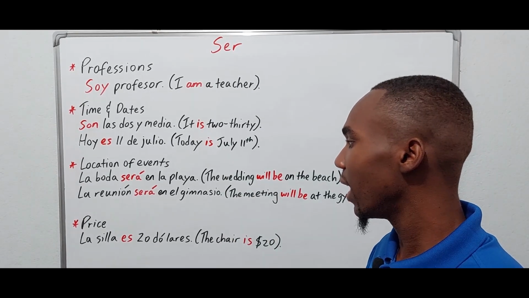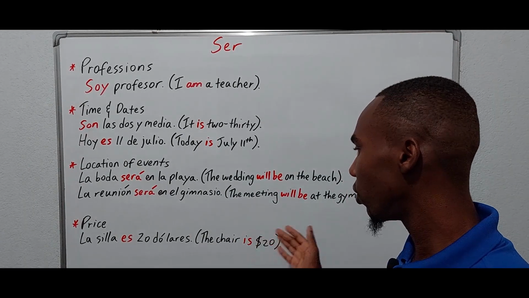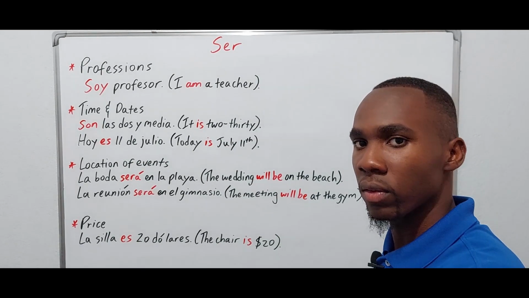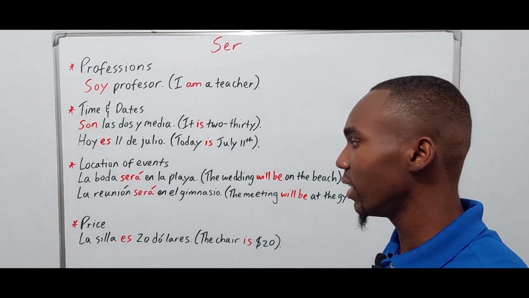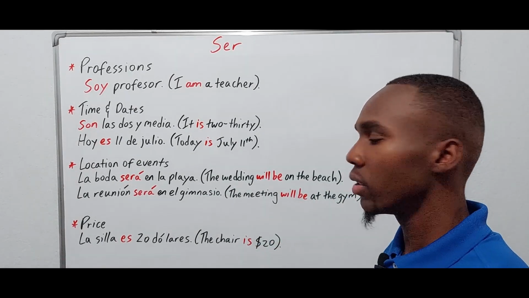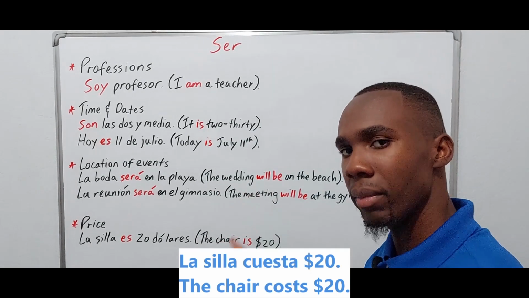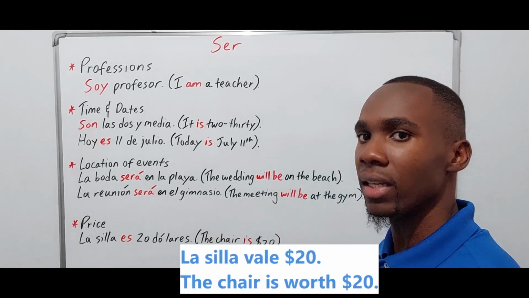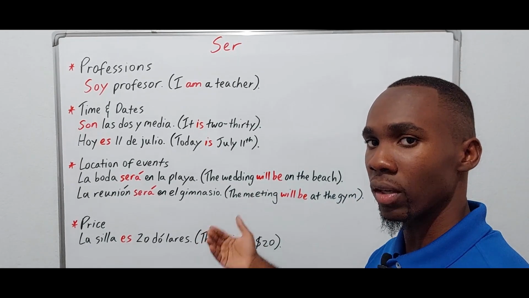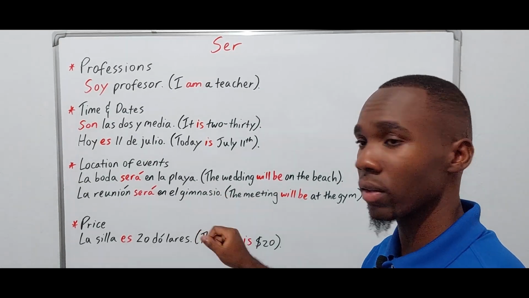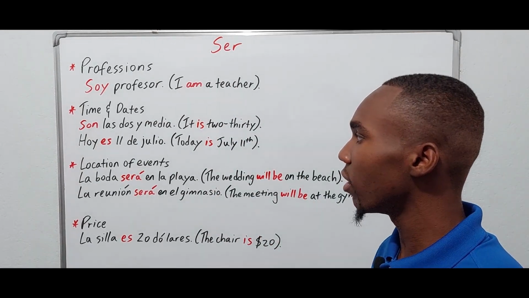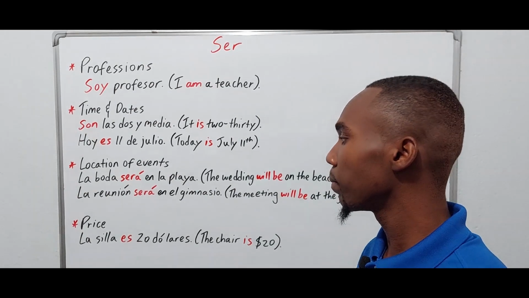And price. La silla es $20. The chair is $20. Well, in this case, ser means is worth or costs $20. So that would be another way of saying it. La silla es $20. The chair is $20. So that's another way of saying la silla cuesta $20 or la silla vale $20, right? But that's a fixed price. So we use ser. And that's also something that will come up with estar. All right? So these are the remaining contexts in which ser is used, okay?